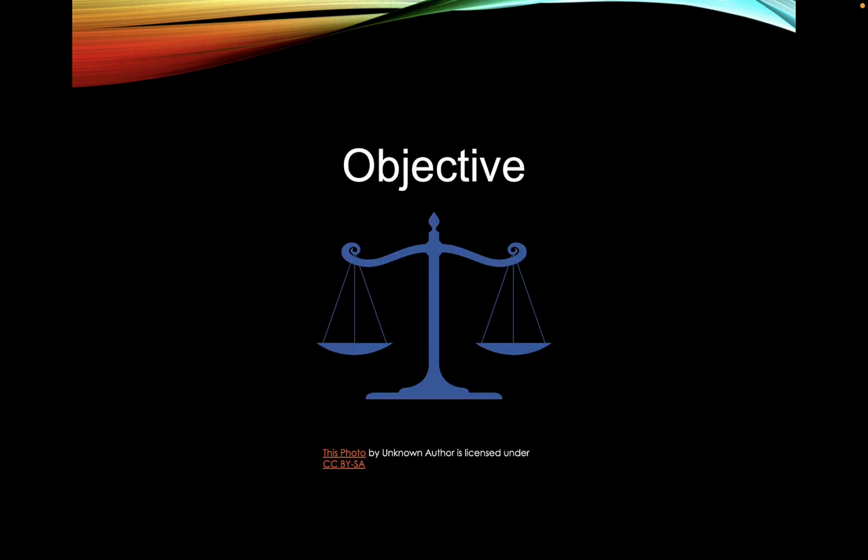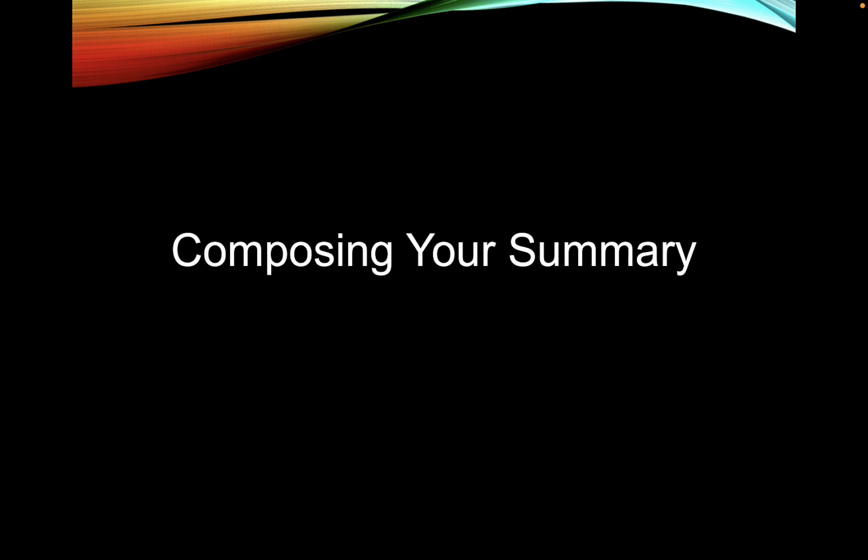And a good summary is also objective. To be objective means that you must withhold judgment or bias. You must simply report on what the author says, even if you disagree with them or think their argument is problematic. Okay, let's talk about some things you can do while composing your summary to make sure that your summary has those qualities that I just went over.